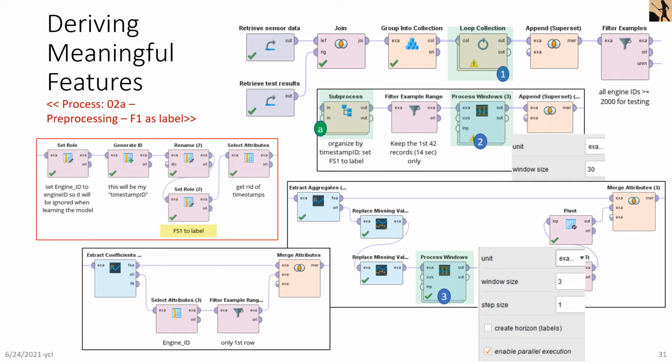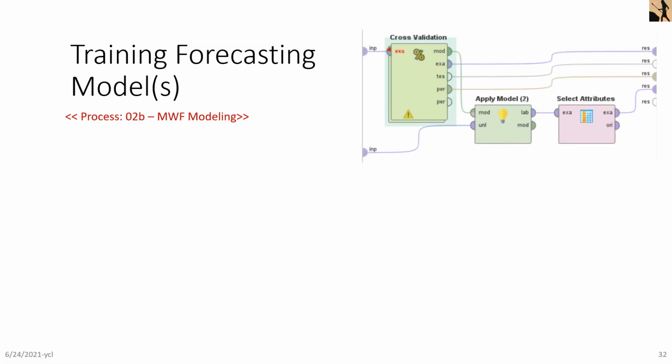And then we also need to make sure we have the engine ID attached to the resulting record, so that the record will not be lost, because without an ID we wouldn't know which particular engine that record belongs to, right? This looks complicated, but I think you can play around with it and see how it is done, right? So now we have the forecasting models.